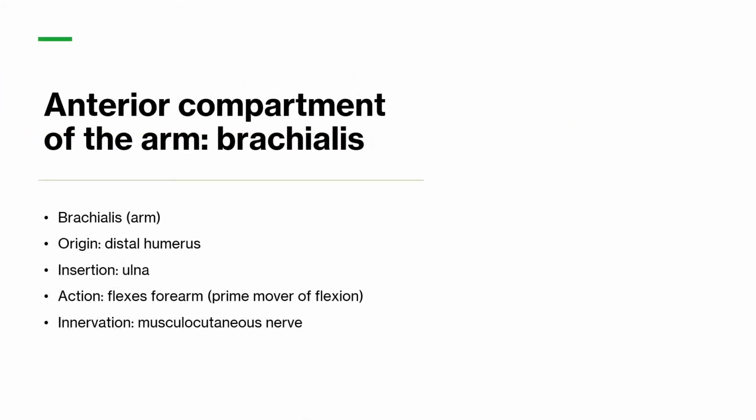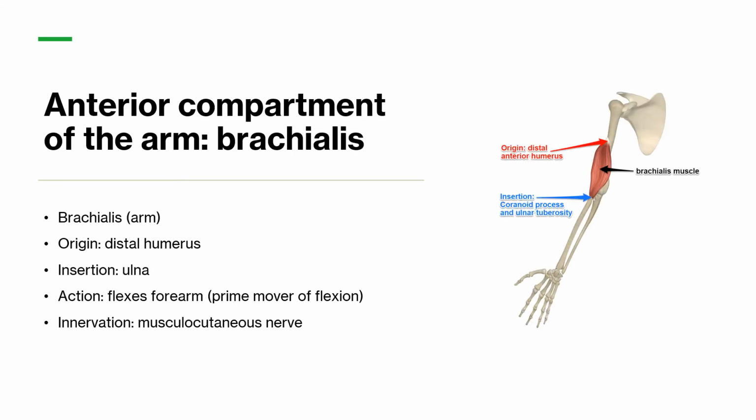Anterior compartment of the arm, brachialis. Brachialis means arm. It originates from the distal humerus and it inserts on the ulna. It flexes the forearm and is actually the prime mover of flexion. And it's innervated by the musculocutaneous nerve because all muscles in the anterior compartment are innervated by the musculocutaneous nerve.